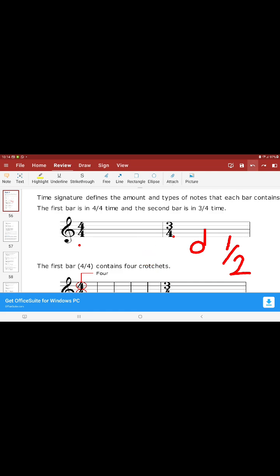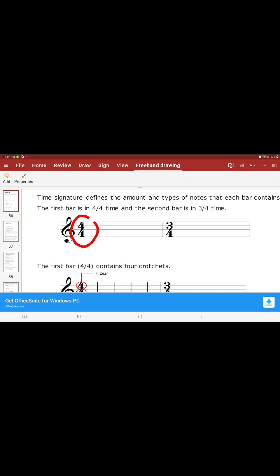I won't be bothering you much. I don't have time to bother you about the theory of it much. It is for you to just have an idea of it and be able to apply it in your musical performance. So the first one you can see there is 4/4. 4/4 means 4 crotchets in a bar.